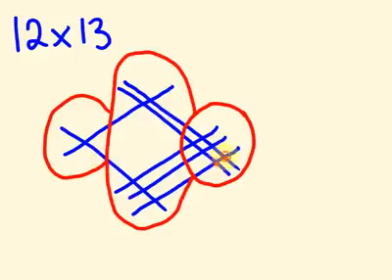We have 1, 2, 3, 4, 5, 6 in the units. We have 1, 2, 3, 4, 5 in the tens, and in the hundreds we have a 1. And that's our answer, 156. Okay, that's pretty easy, right?